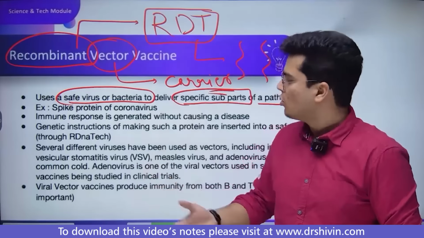Genetic instructions for making such a protein are inserted into a safe virus through rDNA. We will just see this. Okay, but first we need to see what vectors are used. Which viruses are there that are used as vectors?